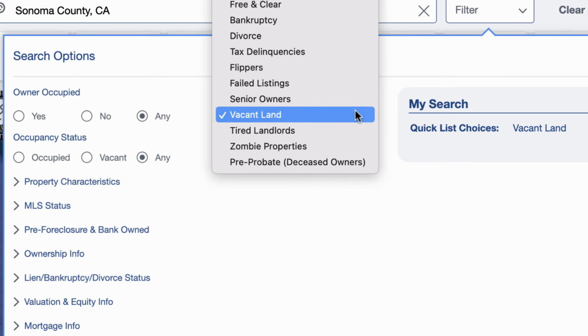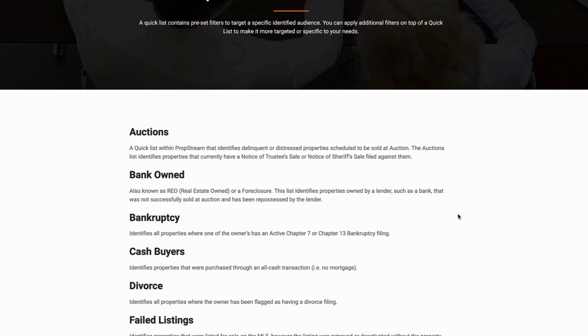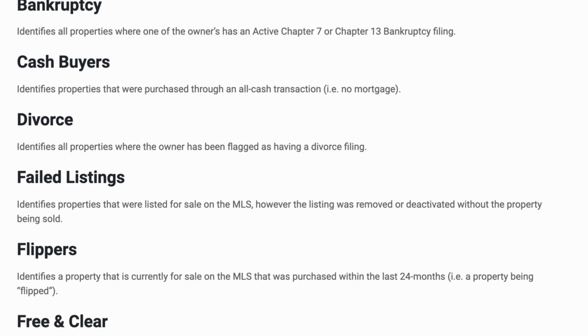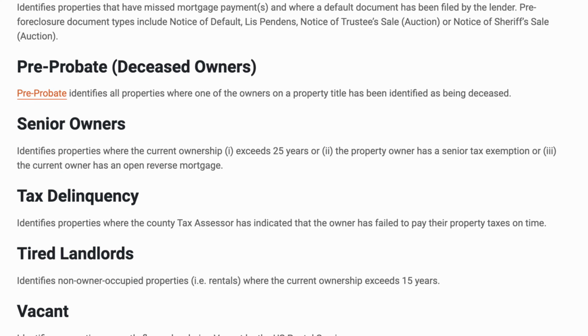Now, you might be looking at some of these things, like for example, senior owners, and you're like, what does that mean? Is that like how old they are, or is that how long they've owned it, or is that some other criteria? And that was actually one of my first questions. And luckily, PropStream does have a pretty helpful overview here that does explain what all of these things mean. So you can go in here and understand, okay, so when I click this one, who are the people that it is keeping on or off my list?